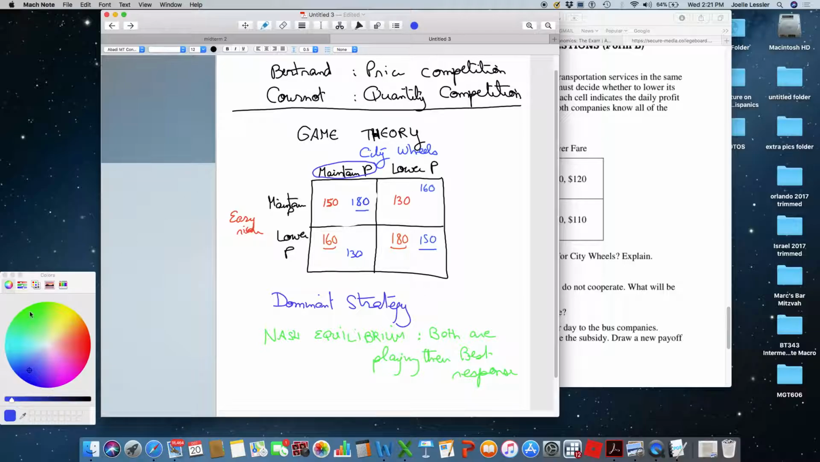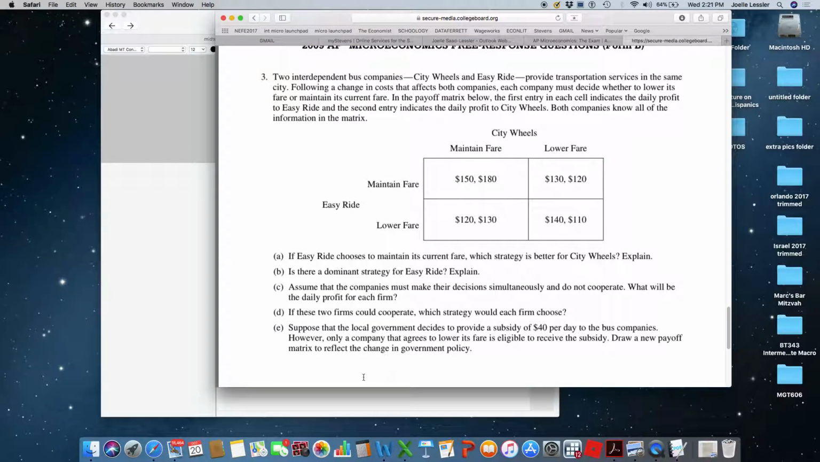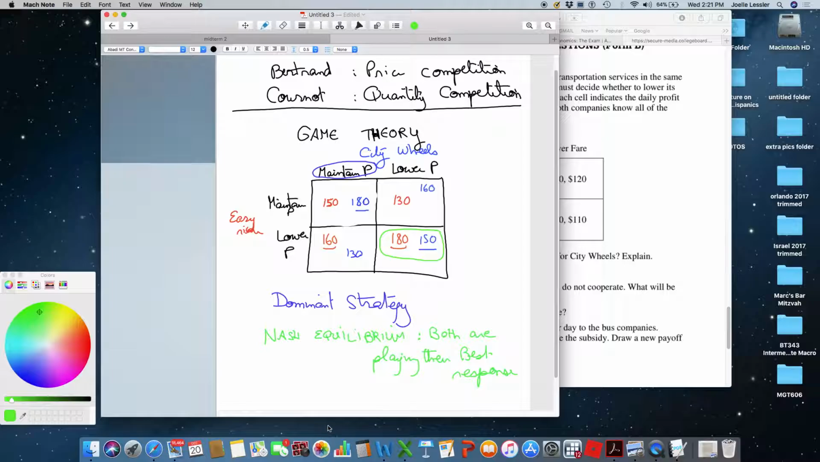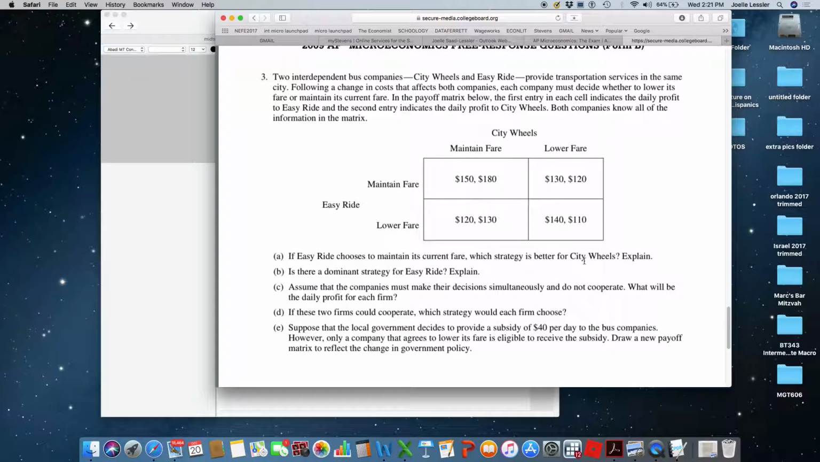And the Nash equilibrium is different now. Now the Nash equilibrium is that they both lower the price, okay? Because with the subsidy from the government, they both make more money lowering the price. So this is the new payoff matrix, okay? So that's how we solve these games, okay?